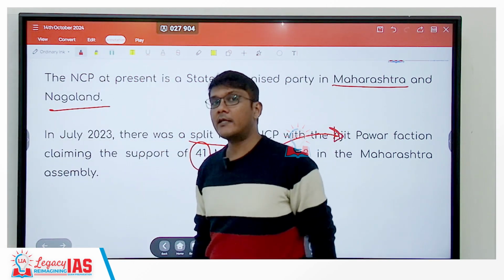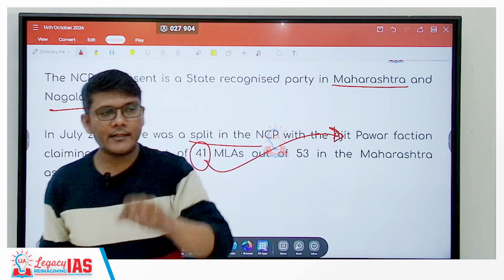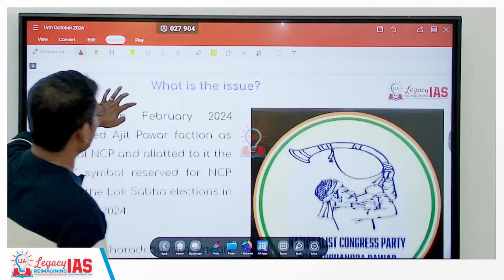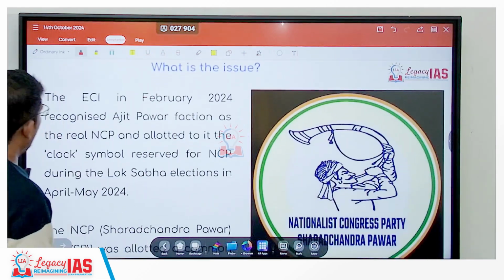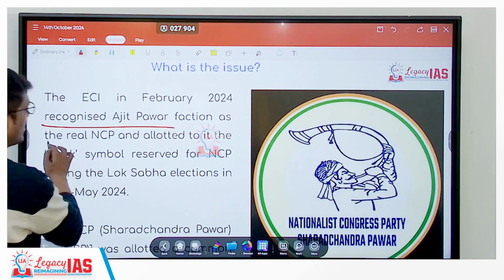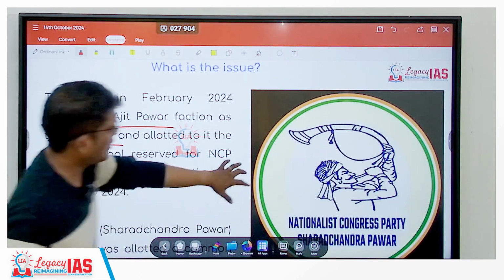But is this the criteria? Should this be the criteria? Is this the only criteria? Are there any other criteria? We'll see that as well. Okay, so the Ajit Pawar faction was recognized as the real NCP, allotted the clock symbol, right?